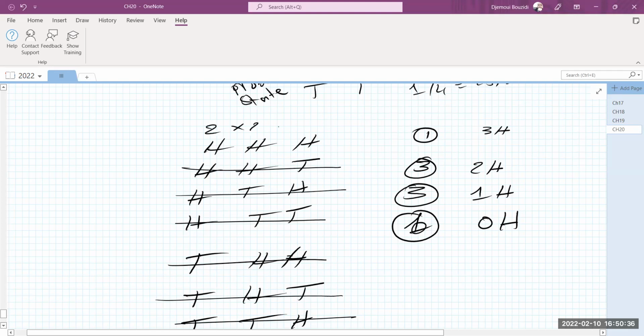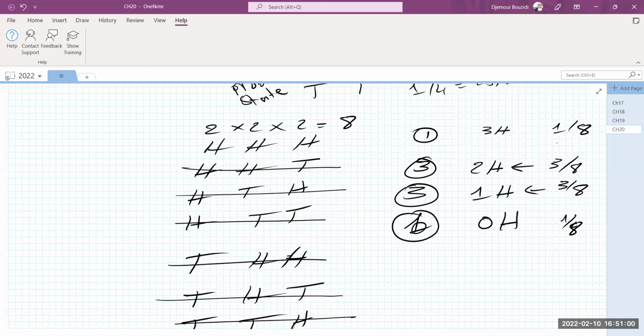Actually, it's 2 times 2 times 2, which is 8. Those are the entire probabilities. I have 3 over 8 chance of getting them either in this state or in this state. However, I have only 1 over 8 chance of getting them in all heads or no heads at all. So if I have 3 particles and they only have 2 possible values, most likely I end up with either 2 heads or only a single head. That is the most probable state.